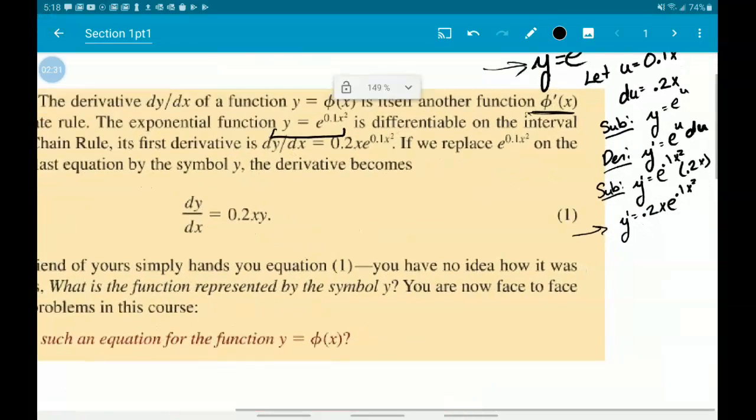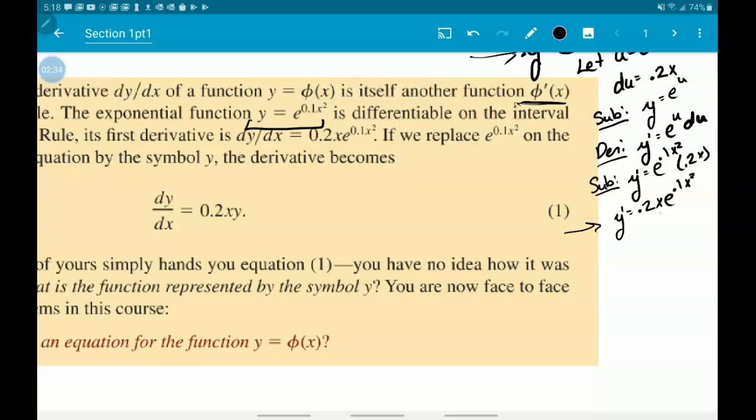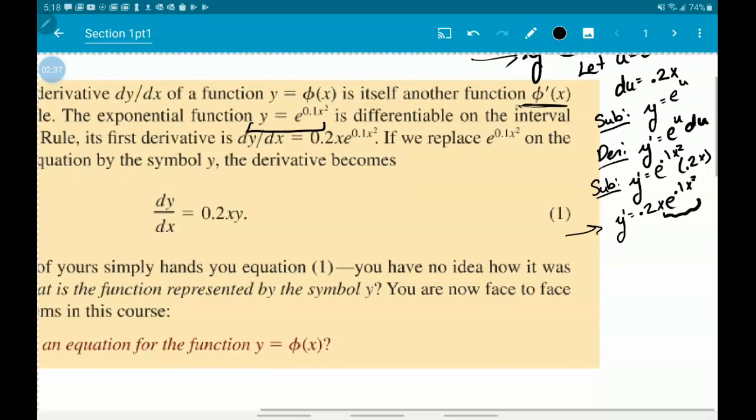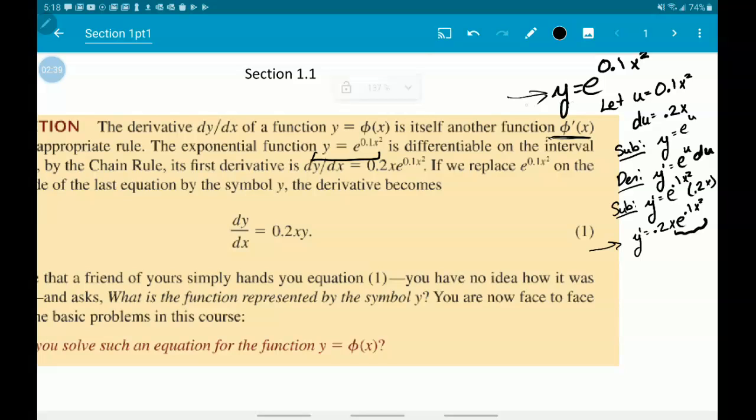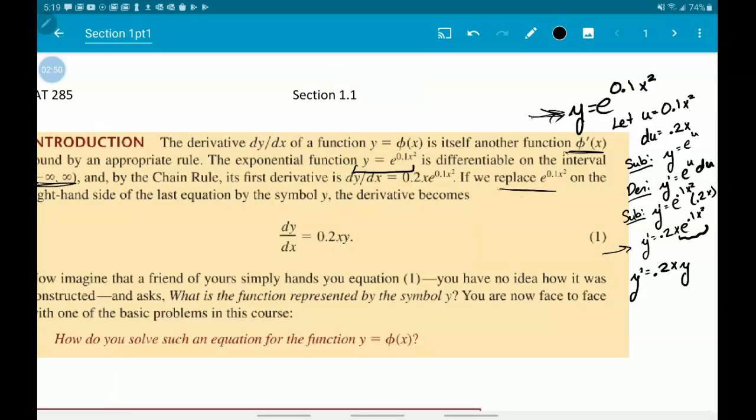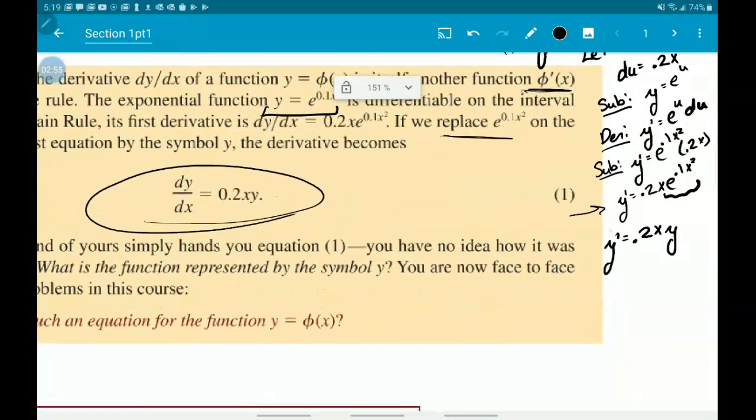Now, what if we were to take this and do a substitution here? Wasn't this originally y? So then we could say y prime is equal to 0.2x times y. So we're doing that replacement to get this. Now, what if you gave this to a buddy, a friend in this class or in a different calc class, and you said, here, find y, and that's all you gave them? Well, that's kind of what we're doing here in differential equations.